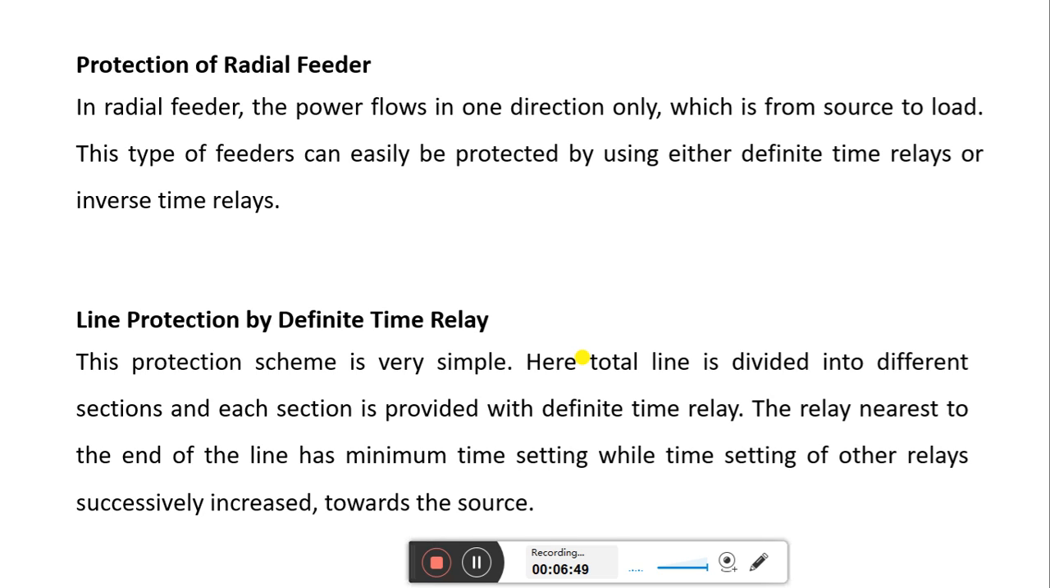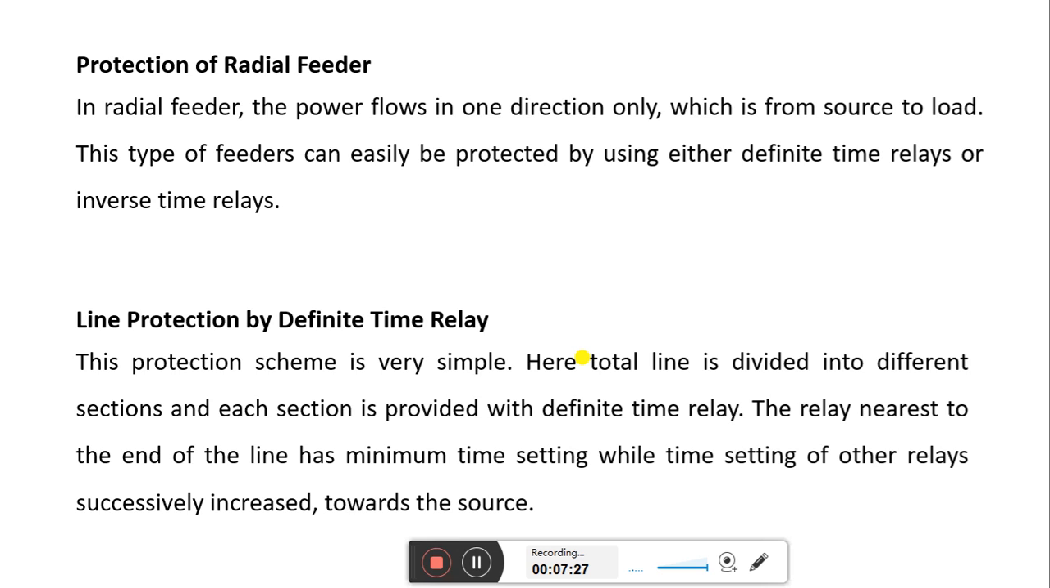We should first understand what radial feeders are. In radial feeders, the power flows in one direction only, which is from source to load. As we know, around us there are various distribution lines or transmission lines where power flows from the substation or main station towards the load, in one direction only. So these are called radial feeders.